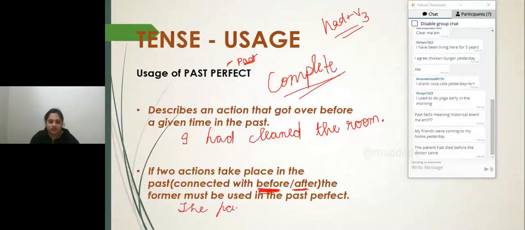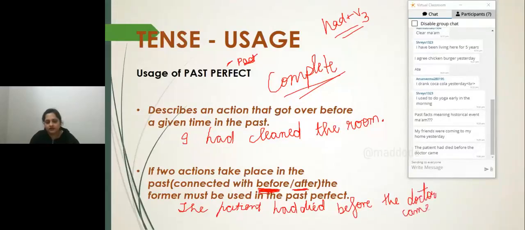So I'll write here, the patient died, had plus third form of the verb, before the doctor came. What are we doing here? We are connecting two actions. So which is the first action? Any first action will have to be in past perfect. Had died, right? Second action was the doctor came.